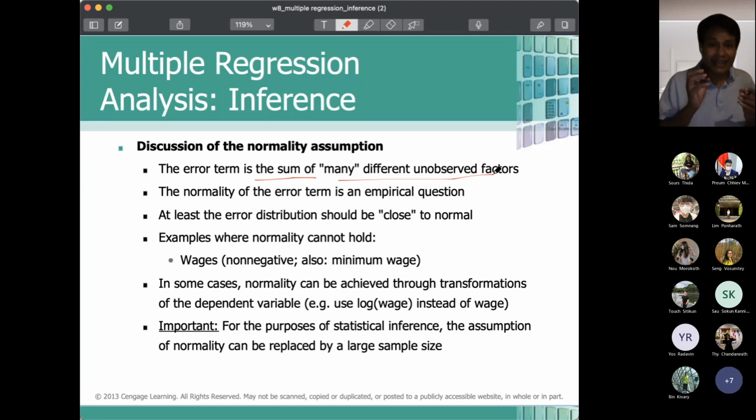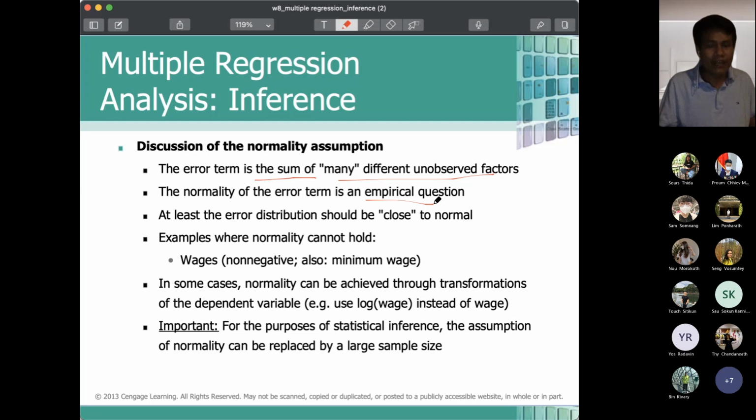All right. This assumption is an empirical question. Why do we say it's an empirical question? It depends on the data. It depends on your own model. It doesn't mean that every study faces this normality assumption. It depends on the data. All right.